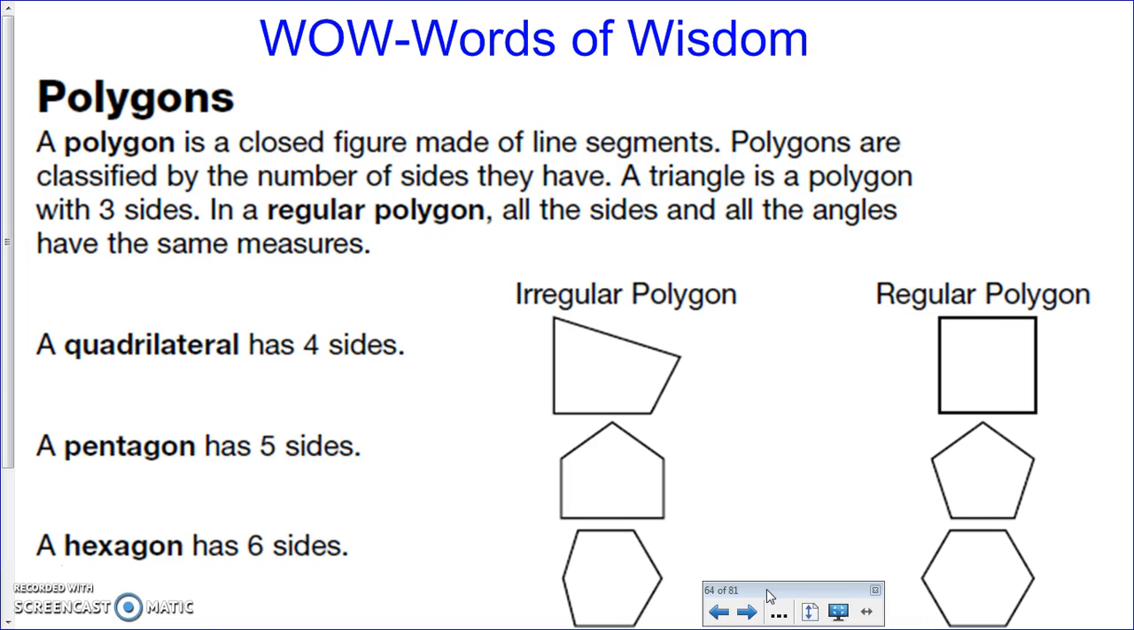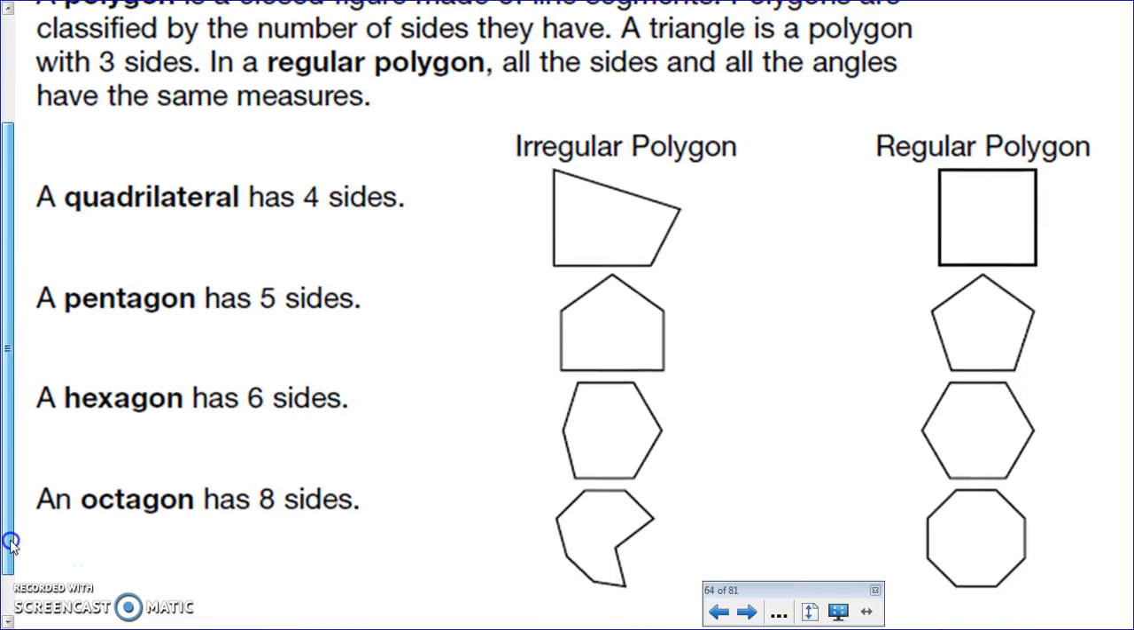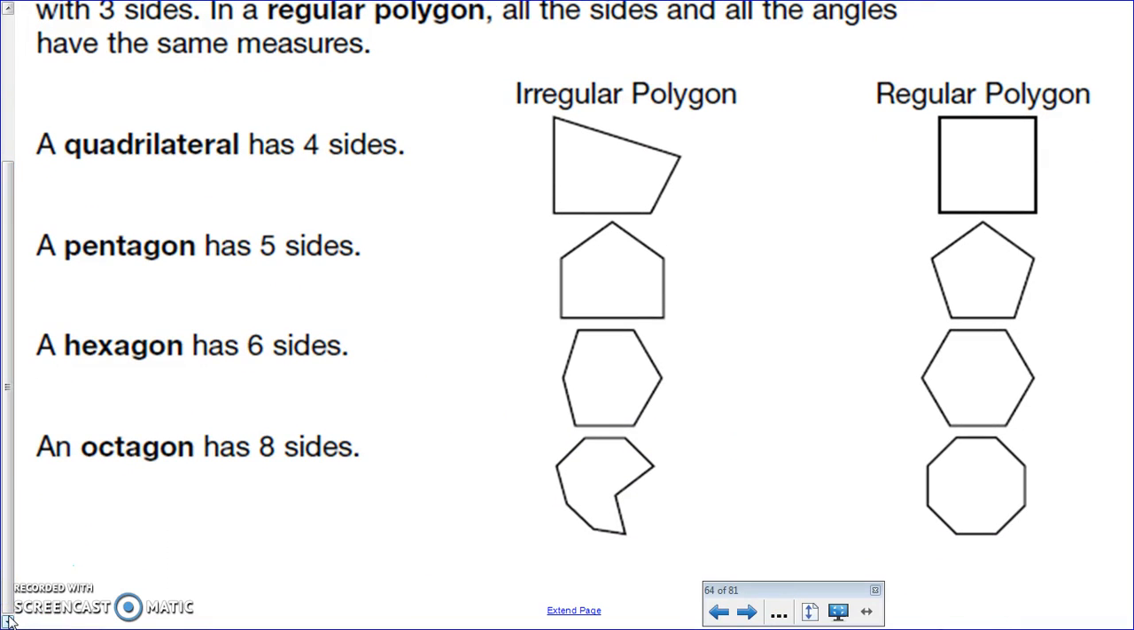So in the first column, we have the irregular polygon example of each of the ones we're going to go through. And then on the right side, we have a regular polygon. Since in a regular polygon, all the sides and angles have to have the same measures, the only regular quadrilateral is a square. A pentagon has 5 sides, and again we can see the irregular shape in the first column, the regular one in the second. A hexagon has 6 sides, and an octagon has 8 sides.